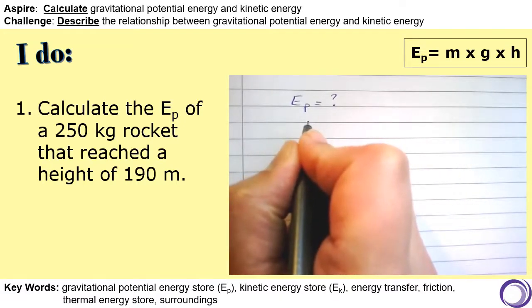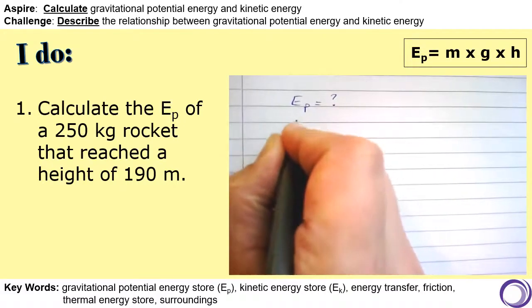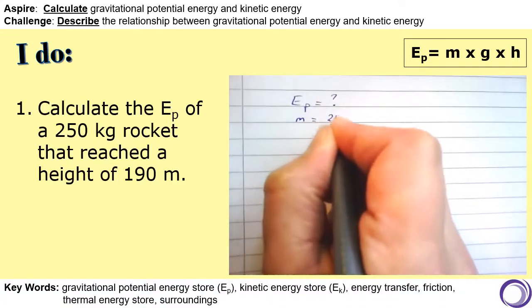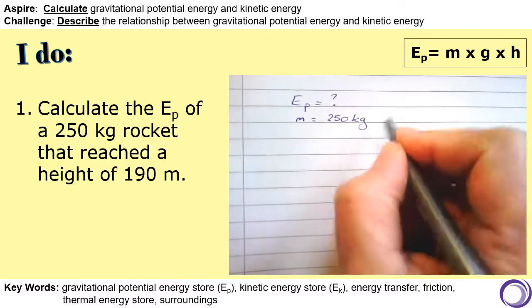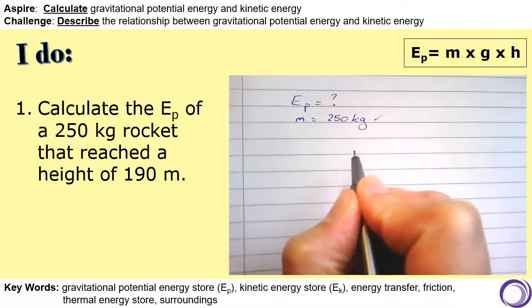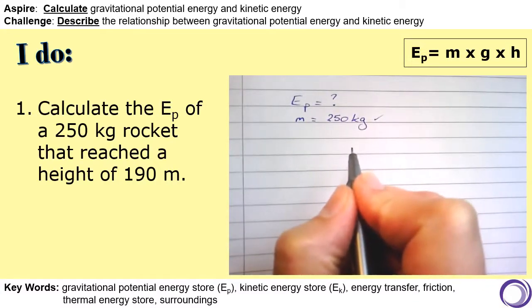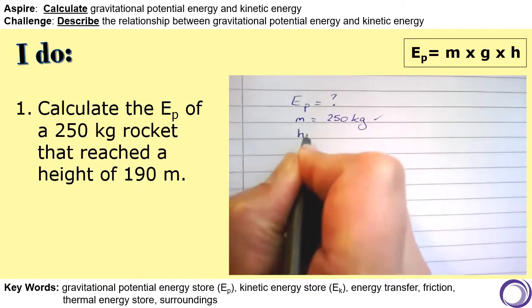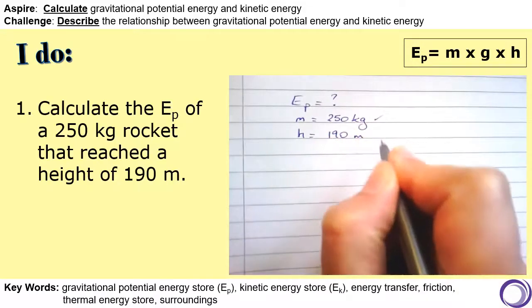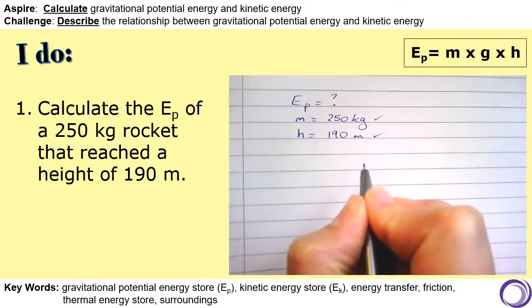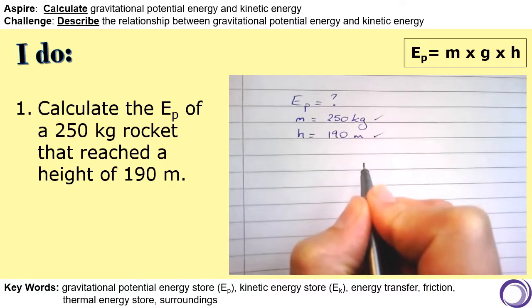250 kilograms, that is the mass. So my mass is 250 kilograms. And I just have a quick check, that is the correct unit for kilograms. And then the height is 190 meters. So my height is 190 meters. And again, meters is the correct unit, so I'm going to put a tick there.